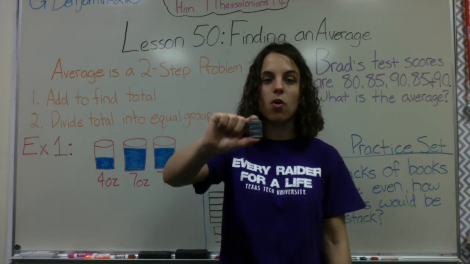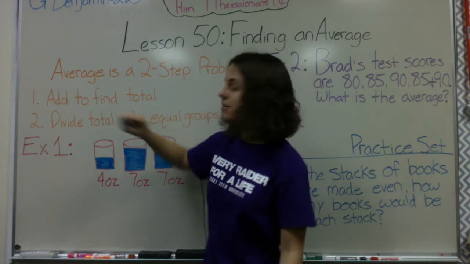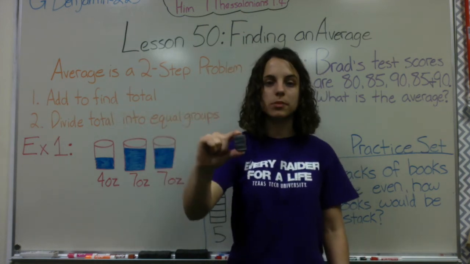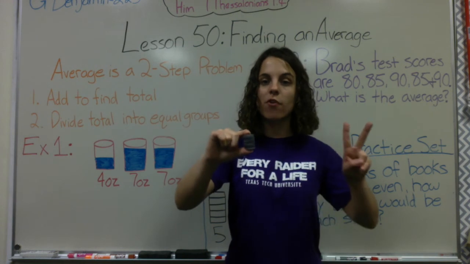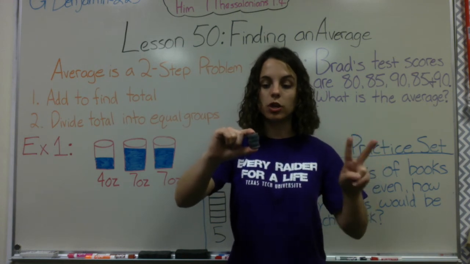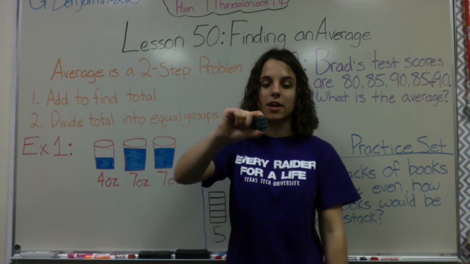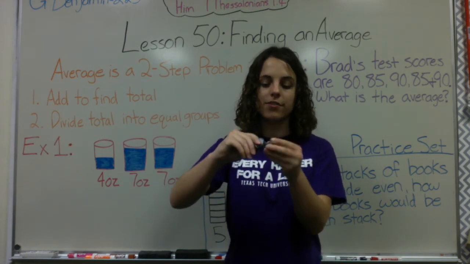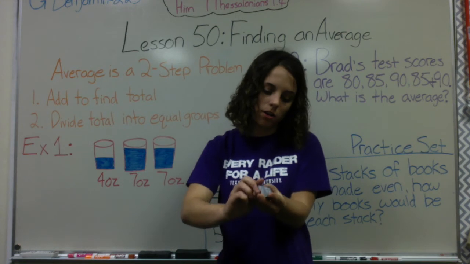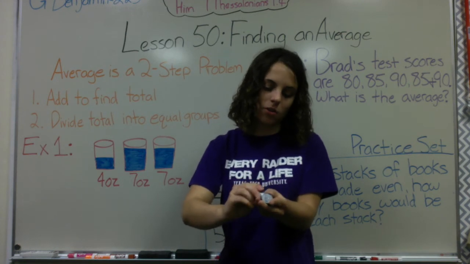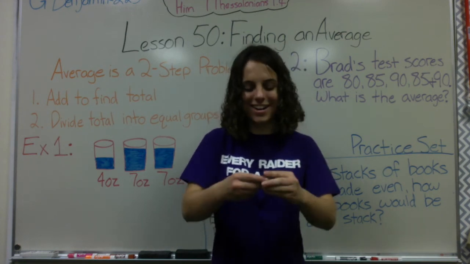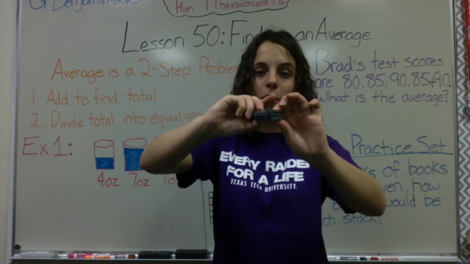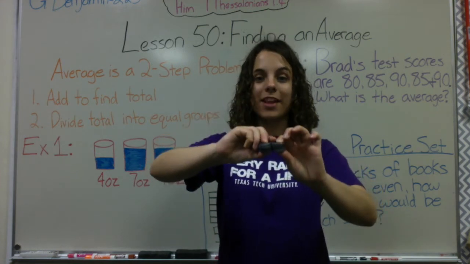I combine the total, step 1. And step 2 is I divide it into equal groups. Now I had them in 2 groups before and I still want them in 2 groups. So 14 divided by 2 would be 7. So if I take 7 quarters here and 7 quarters here, a little tough to keep together, I now have an equal amount of quarters. So that's how I find the average.